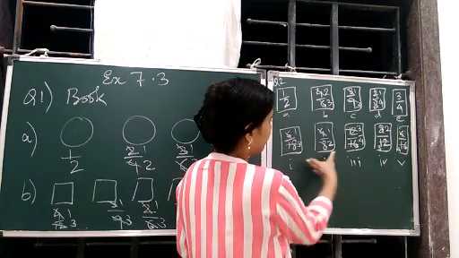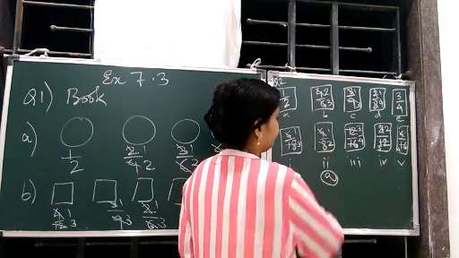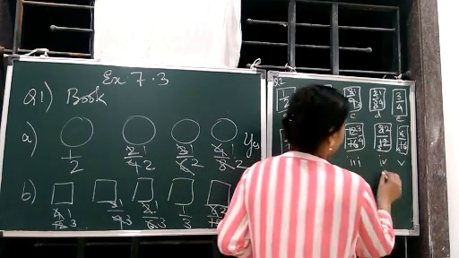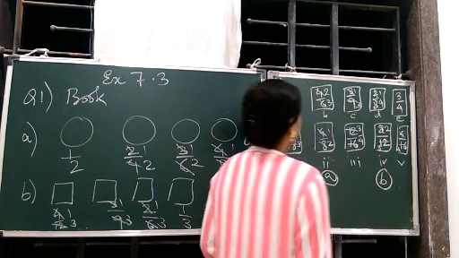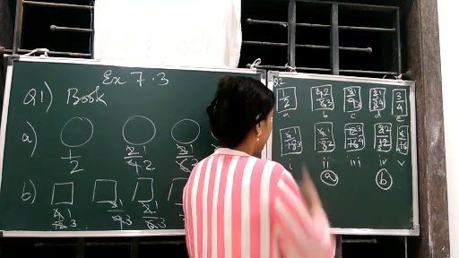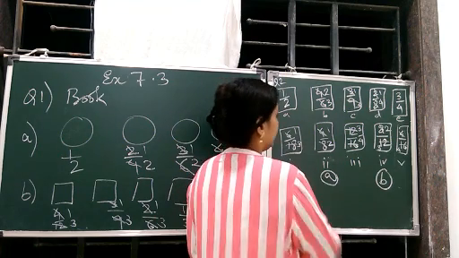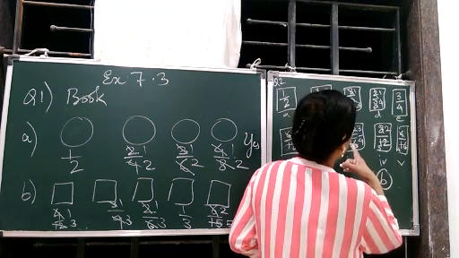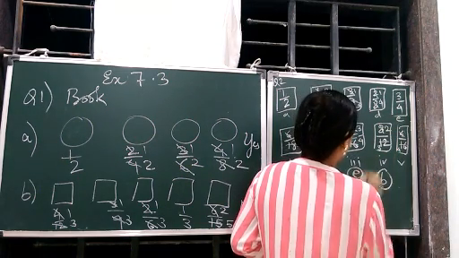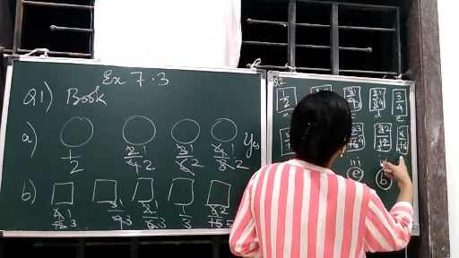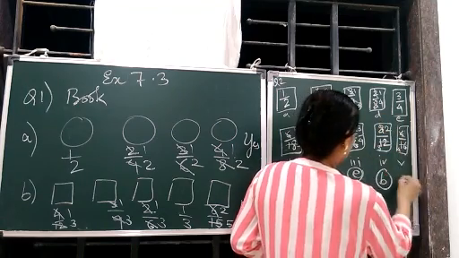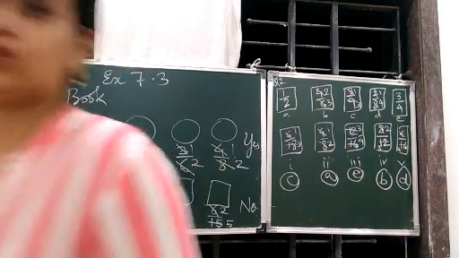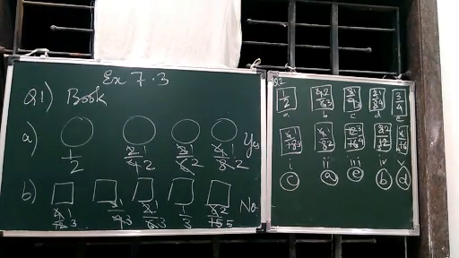1 by 2, where is 1 by 2? Here. So this is A. 2 by 3, where is 2 by 3? This is 2 by 3. So this is B. Then 1 by 3, where is 1 by 3? Here. So this is C. Then 3 by 4 is E. Then 1 by 4 is D. So this completes question number 2 in the book.